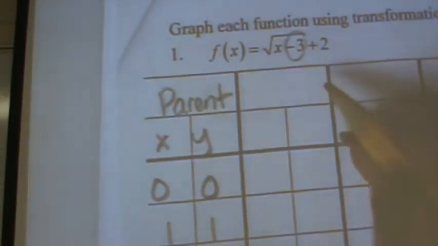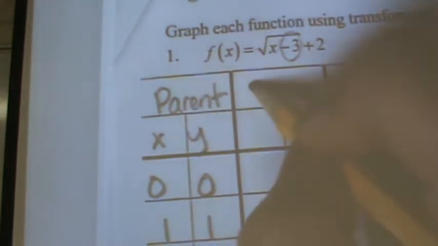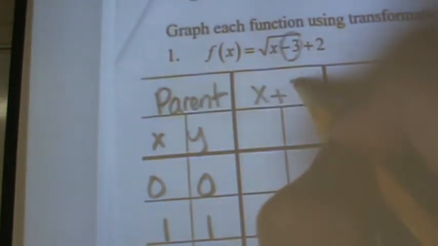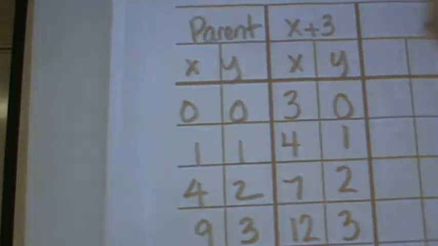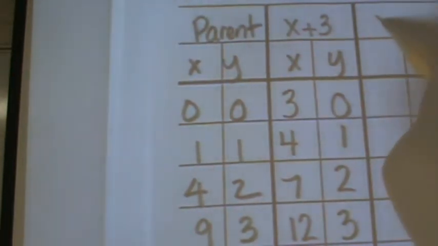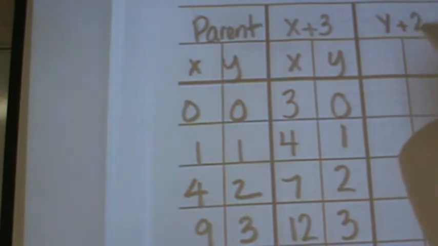Okay, step 1, see this number right here, it says -3. So you add 3. You're gonna take your X values and add 3 to them. So tell me what you get. Yeah, 3, 4, 7, 12. And the Y stays the same, so we did step 1. Now, what are you gonna do with this 2? You add 2. Yep, add 2.